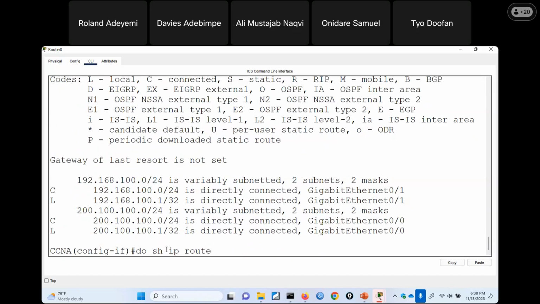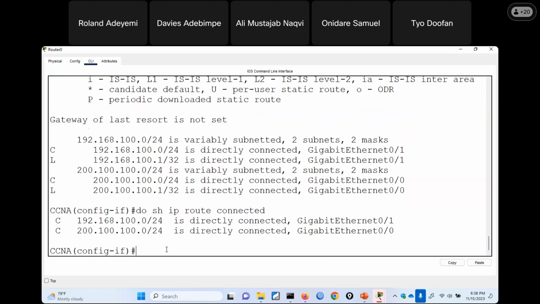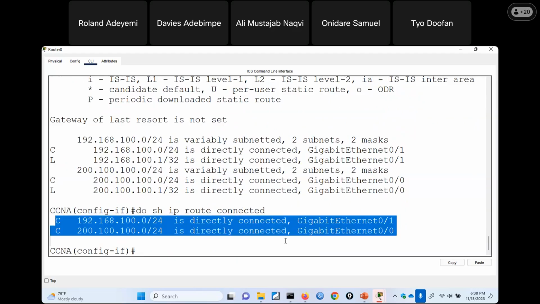I can say show IP route connected. I only want to see the directly connected networks. So these are the only two networks that this router can help us reach. Any network not in this routing table, you can't pass through this router to reach the place. What the router will do is just discard the message.